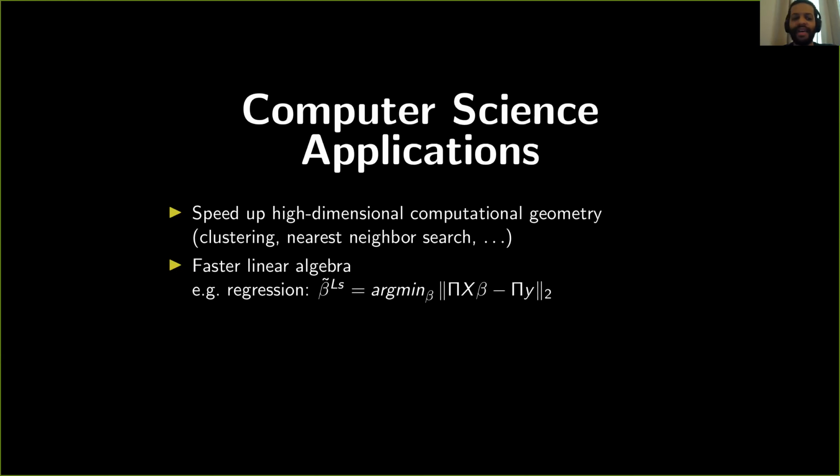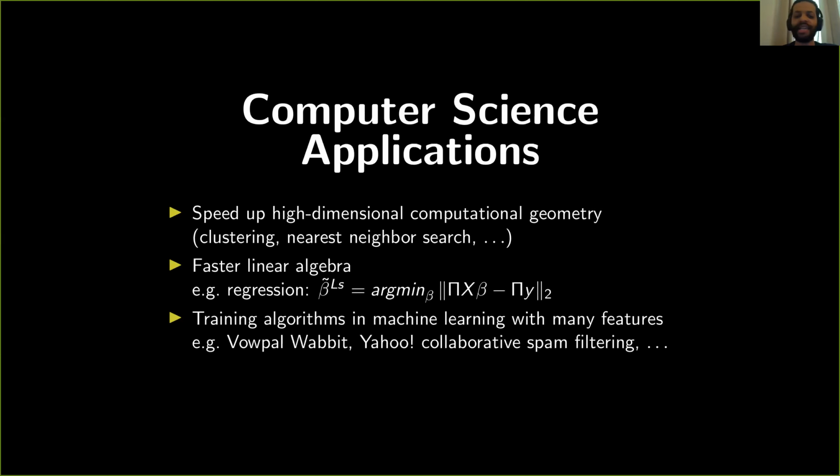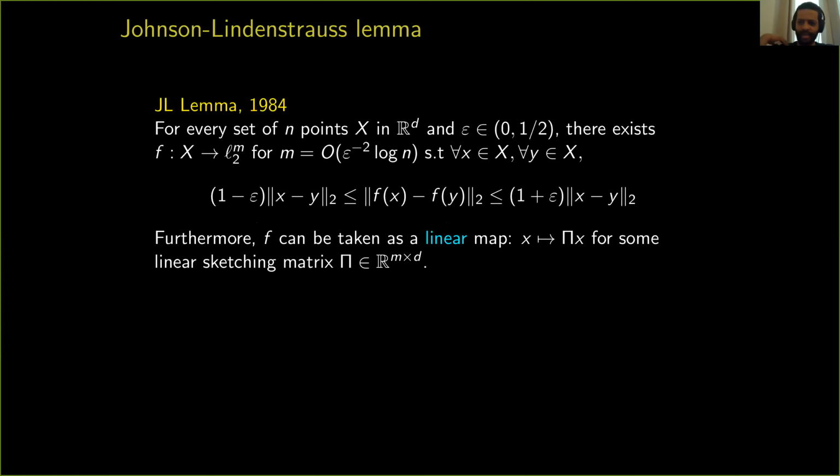Also fast linear algebra algorithms. So it's known that you can use such embeddings, or embeddings that are related, to do, let's say, faster approximate least squares regression or faster approximate PCA and other linear algebra tasks. I already mentioned training in machine learning, speeding that up by reducing dimension, etc. Okay, so that's why computer scientists care about this thing. And that's the JL lemma, which has been known since the 80s, 1984.